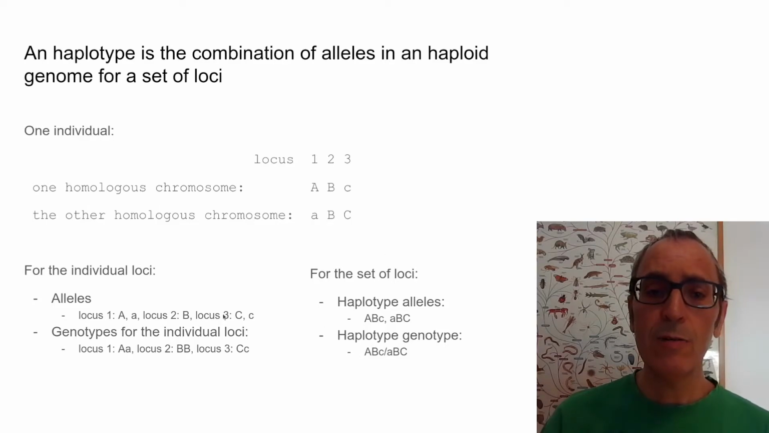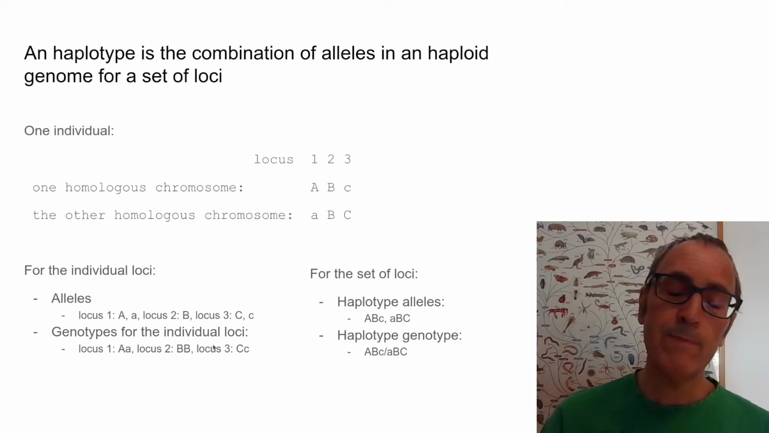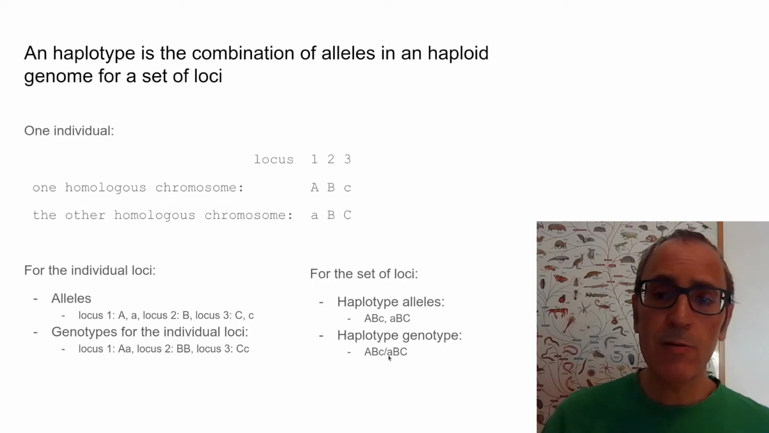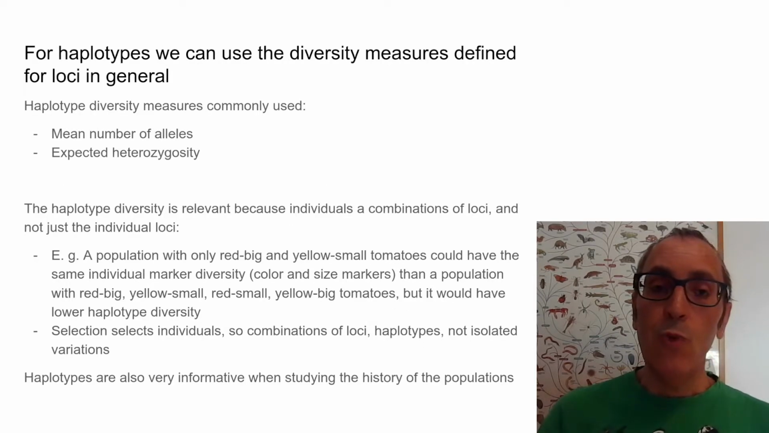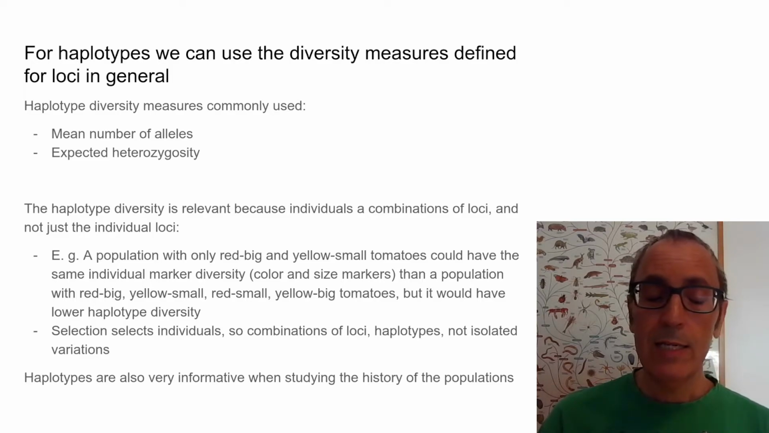So we can talk about genotypes for individual loci, taking into account that in this case we are talking about markers, or we can talk about haplotype genotypes in general. And once we are using haplotypes, we can use the alleles and the genotypes for the haplotypes, and we can calculate any index that we have been talking about. For instance, mean number of alleles or expected heterozygosity for the haplotypes.